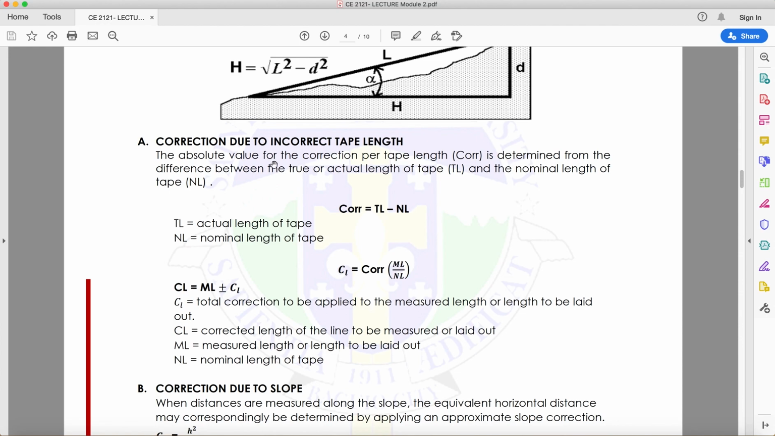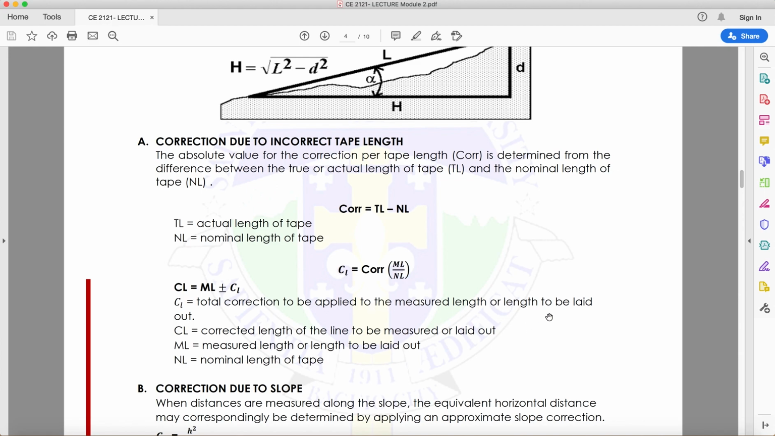Okay? So, if the tape is due for correction due to its length, then the absolute value for the correction per tape length is determined from the difference between the true or the actual length and the nominal length of the tape. So the actual length, ito yung mismong length niya, and the nominal, of course, it is yung nominal. Okay? So for that, it is the true length minus the nominal length. Okay? So for the CL, it is the total correction to be applied to the measured length.